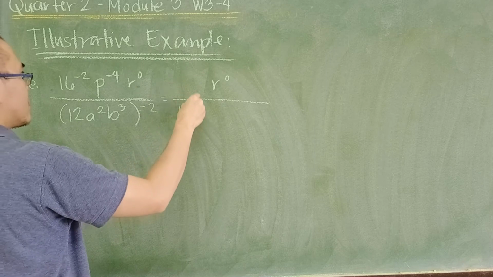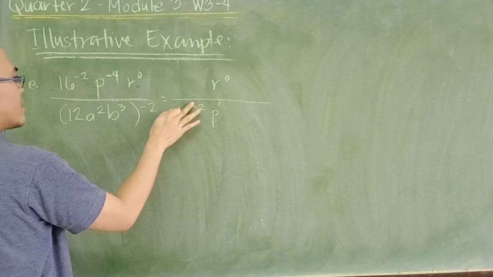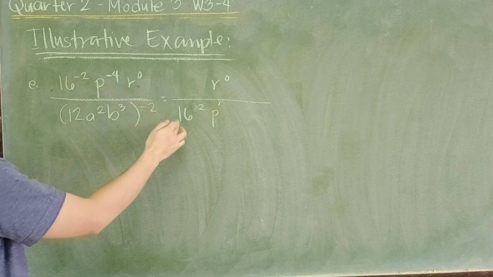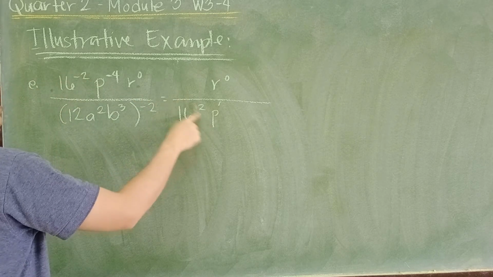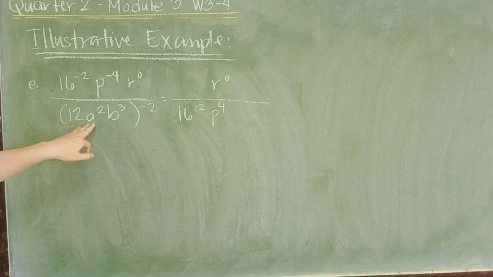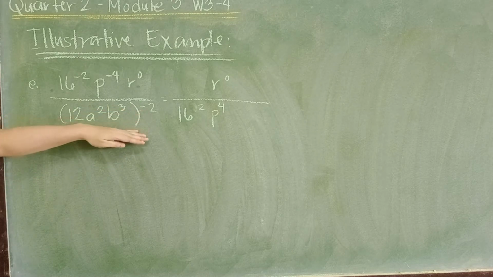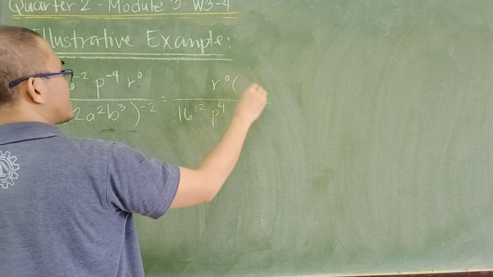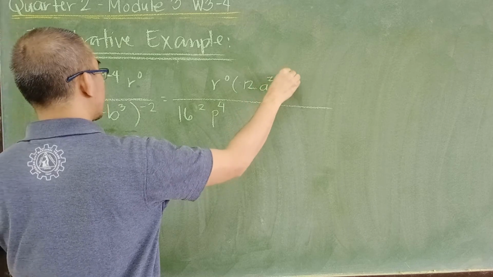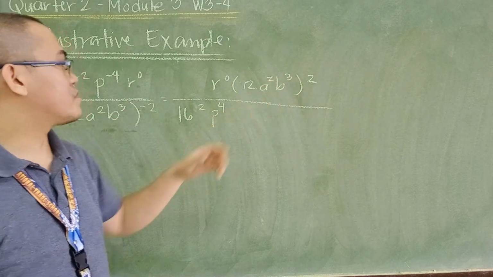And then you have 16 raised to 2, P raised to, well, yung 16 magiging positive na exponent niya. From 16 raised to negative 2, magiging 16 raised to positive 2. And then P raised to negative 4, magiging P raised to 4. And then yung 12, A raised to 2, B raised to 3, open close parenthesis, raised to negative 2. Ito yung nilipat naman natin sa taas. So, nandito na siya. 12, A raised to 2, B raised to 3, positive 2. So, from negative 2, magiging positive 2.